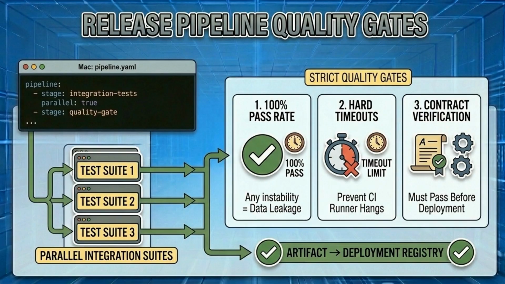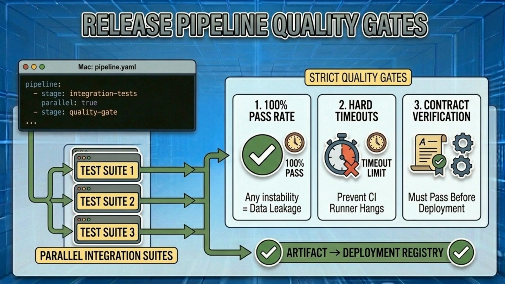Finally, orchestrating this in the release pipeline requires strict quality gates. Integration suites must run in parallel while we enforce three rules. 1. A strict 100% pass rate. Any instability indicates data leakage between tests.